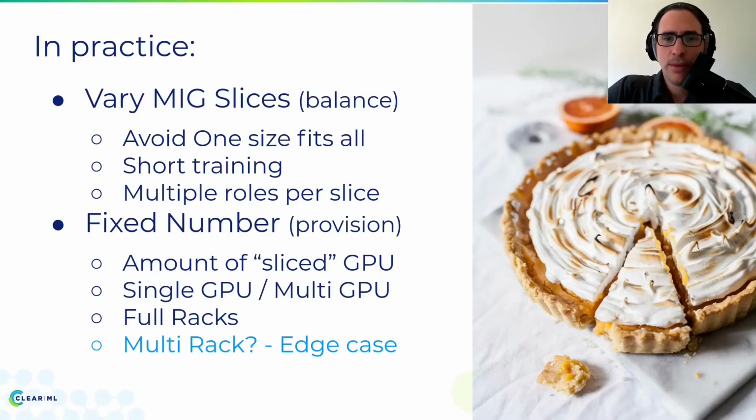Okay, now that we saw that it's awesome and it works, let's discuss practicality. As I mentioned, you have a mix of MIG and regular A100s together, and you need to act accordingly. With the MIGs, you need to vary the MIG slices. Don't just do one size fits all. You need to constantly think about destroying partitions and creating something that fits better today or tomorrow, and not just slicing it once and forgetting about it.